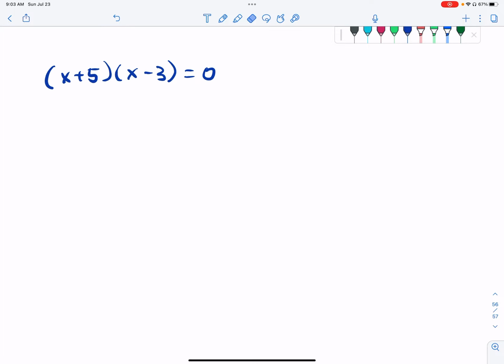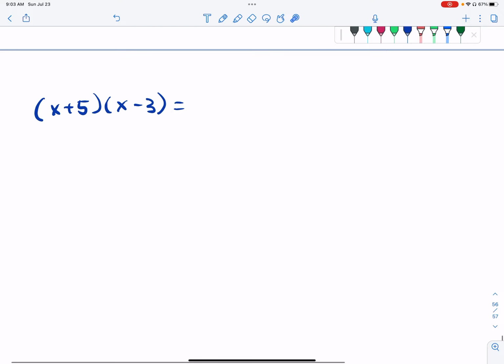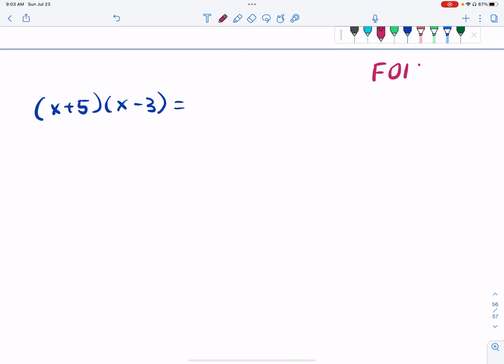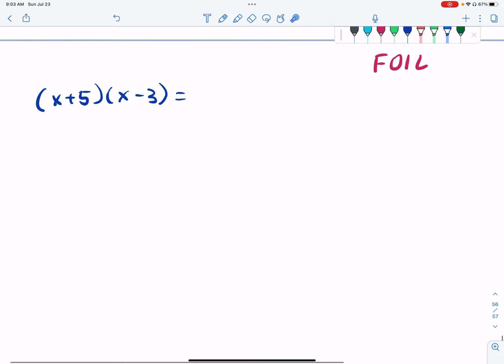Okay, but we're not going to make this equal to 0. Instead, what we're going to do is just take this as an expression and FOIL. Remember, FOIL is an acronym that means first, outside, inside, last, and it just helps you remember what order you're supposed to go in whenever you expand out this binomial times this binomial. Binomial just means a two-termed polynomial anyway.